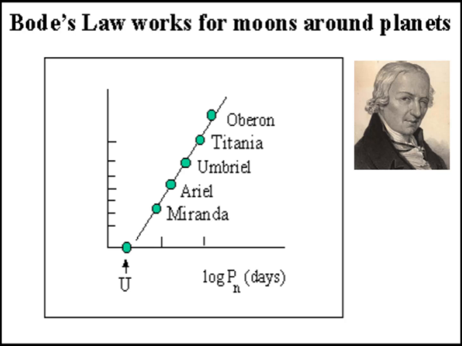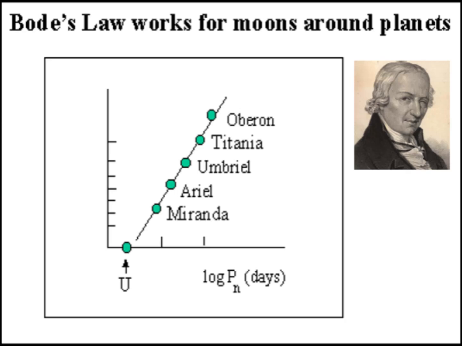We see that if you do the same type of plot for the moons of a planet, particularly Uranus, Jupiter, and Saturn, which have a large number of moons, they also obey Bode's law. Now, we're going to see later on that they're not the only thing that obeys Bode's law. The whole structure of the universe does. But anyway, we'll get to that when the time comes.